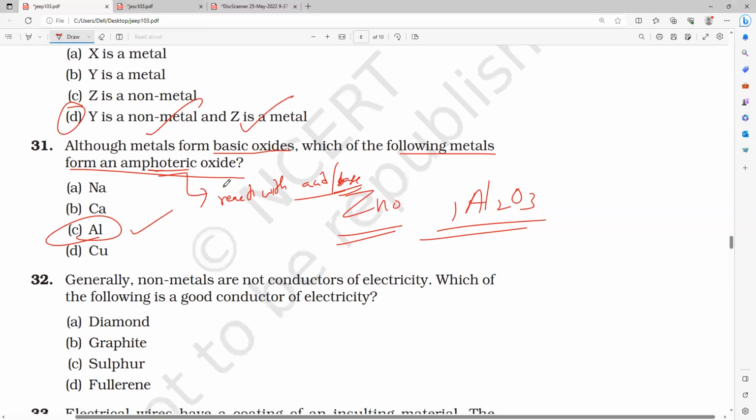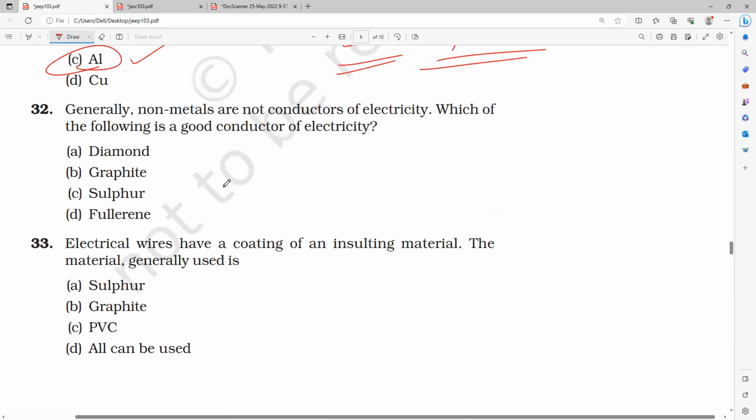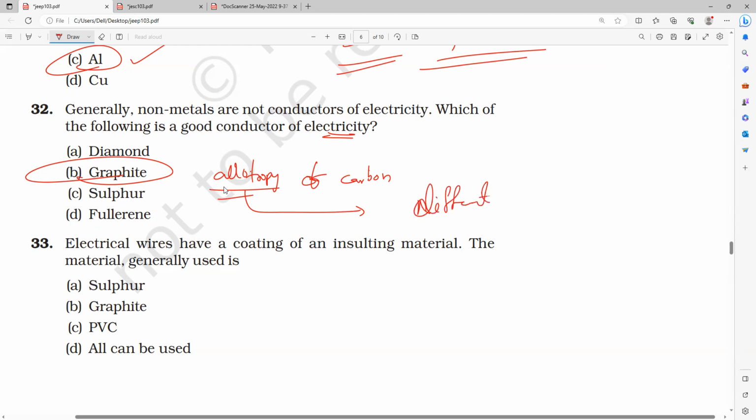Next. Generally, non-metals are not conductors of electricity. Which of the following is a good conductor of electricity? Only one, and only graphite. An allotrope of what? An allotrope of carbon. What do you mean by allotropy? Same chemical properties, but different physical properties. Different physical structure, but same chemical composition. So that is allotropy.